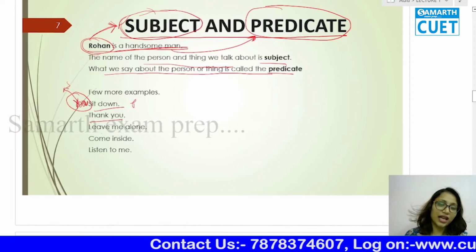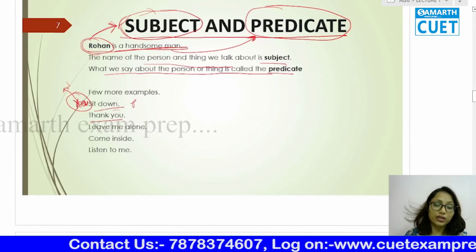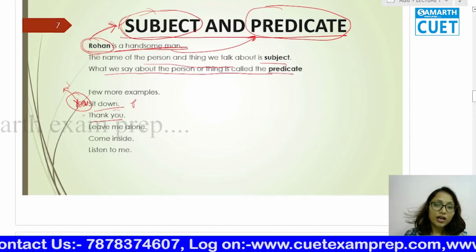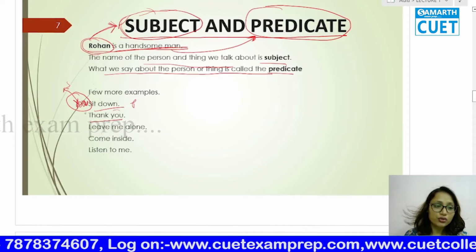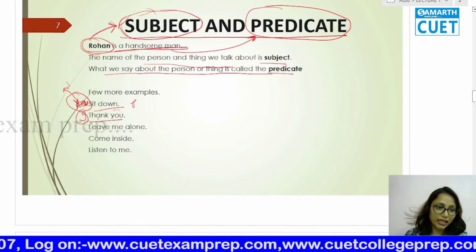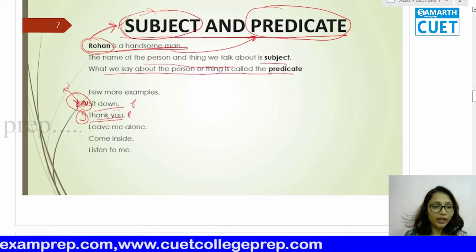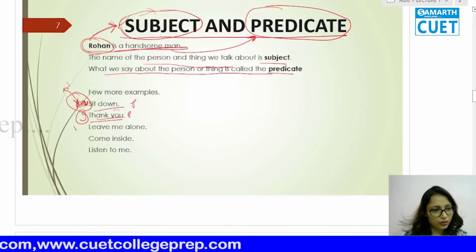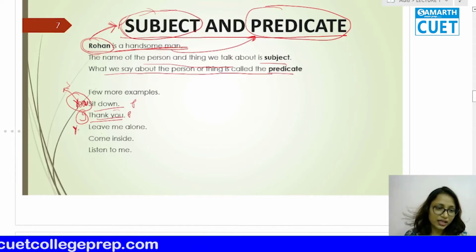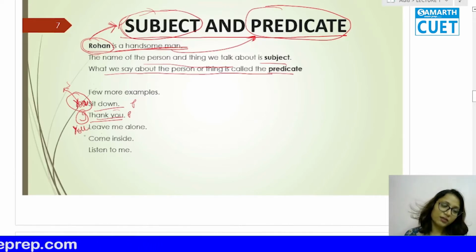Same here, thank you. So you have you here, but here I am going to say thank you to you, so I is the subject and thank you is predicate. Leave me alone. Who will leave me alone? Of course, if I'm talking to you, I don't mean that to you guys, but as an example, if I'm telling somebody, that means you is a subject and leave me alone is predicate.